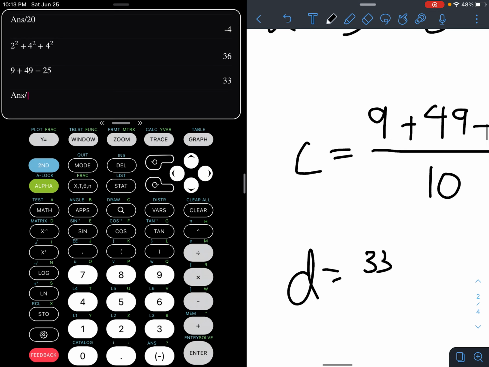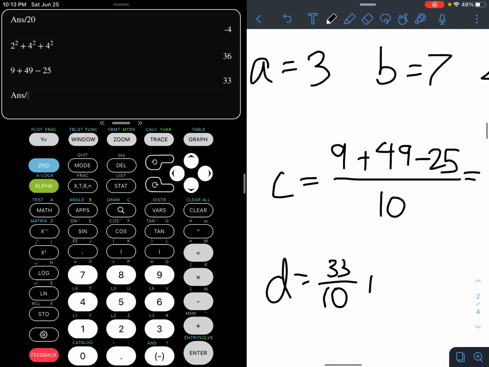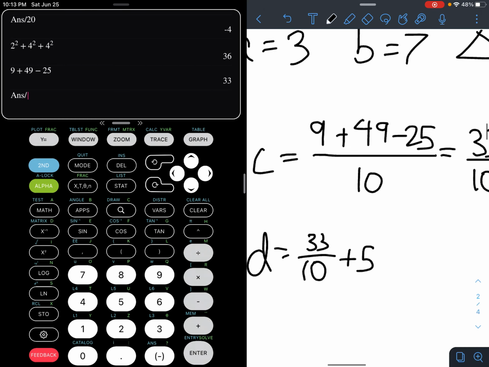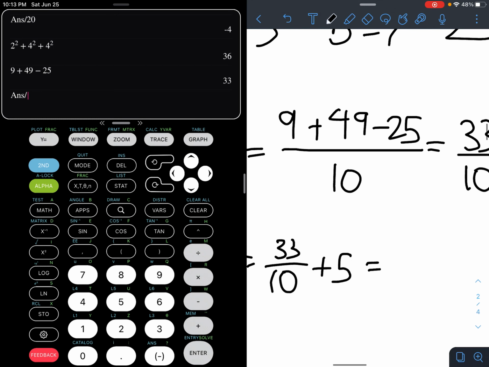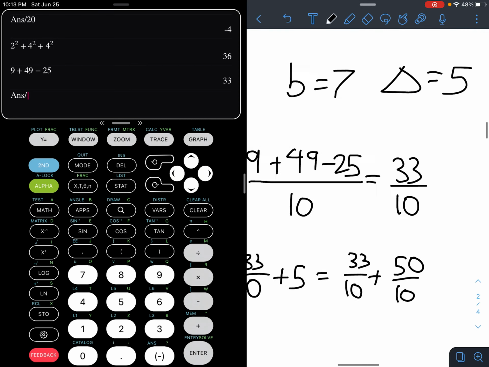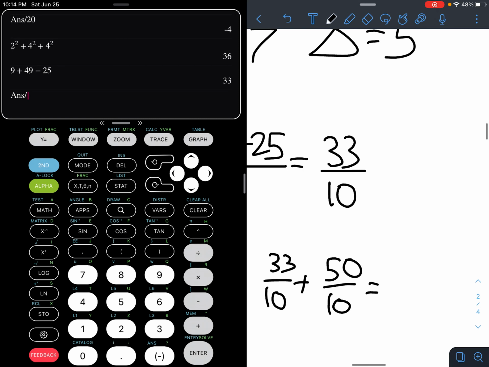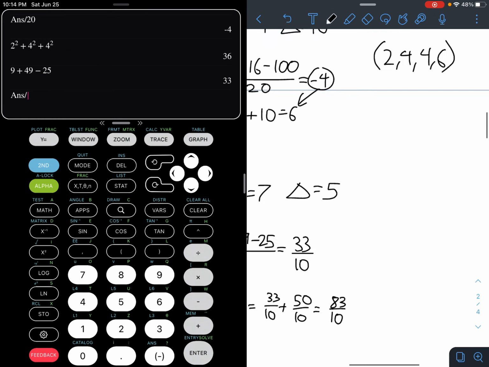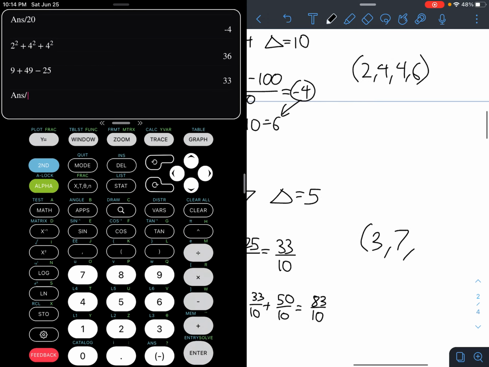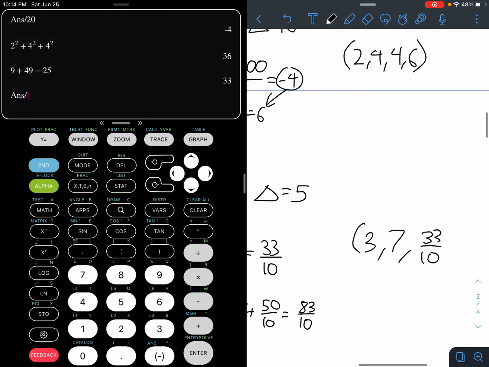So c is 33 over 10, and d is equal to 33 over 10 plus 5. Let's just make d a single fraction. So 33 over 10 plus 50 over 10, right? 5 is 50 over 10, I haven't changed anything. Then you get 83 over 10. So our quadruple looks like 3, 7, 33 over 10, 83 over 10.